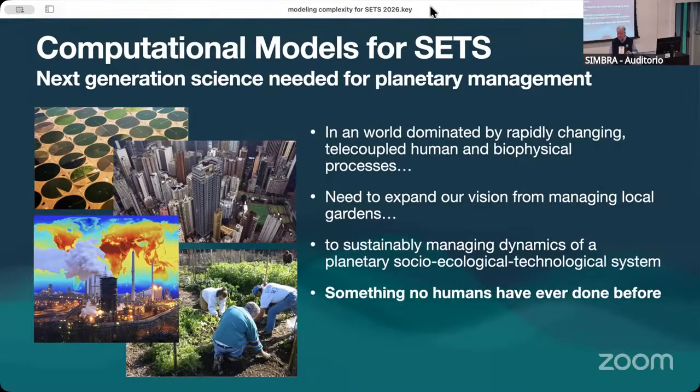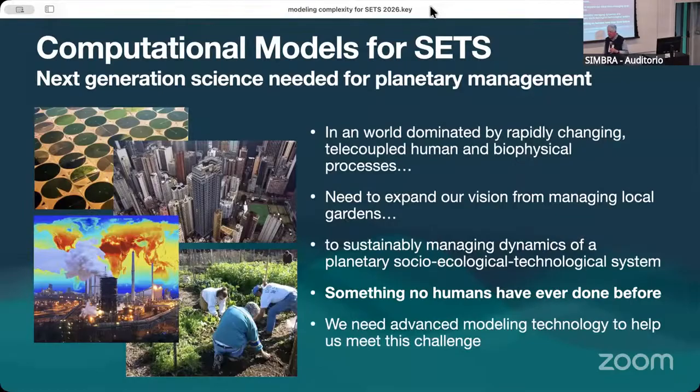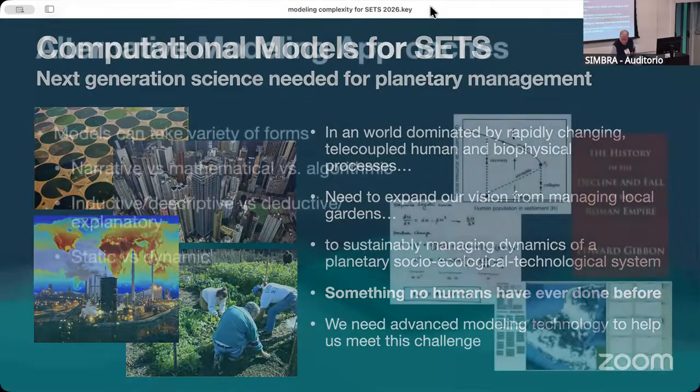And again, not only organisms, this is something people haven't done before. So if we're not doing it as well as we might like to have it, there is an excuse. We've never done this before anywhere, managing a planet. And so I think this is one reason we need advanced modeling technology to help us meet this challenge, things that are beyond our intuitive capacities.